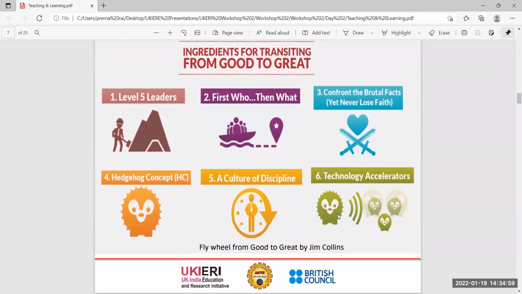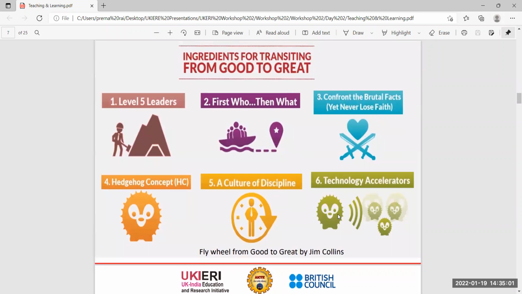And this is one diagram. It is taken from the same book, the motivation book, by Collins. If we want to transform from good to great, meaning if I am good and I want to become great, what do I do? So he has provided a cycle. It's a six-step flywheel, which is said to be the flywheel from good to great.